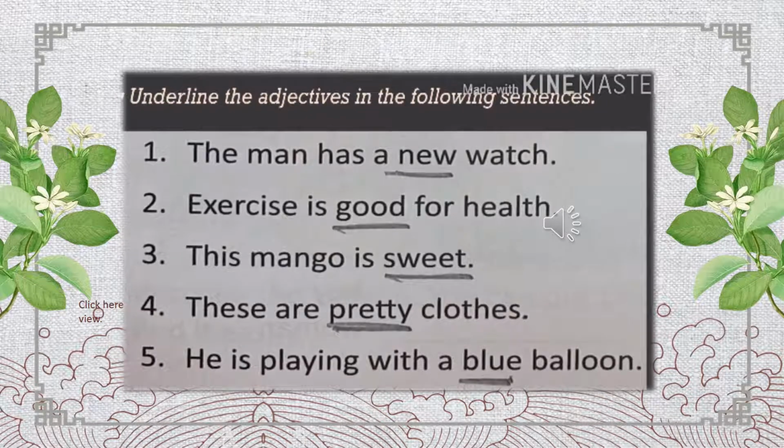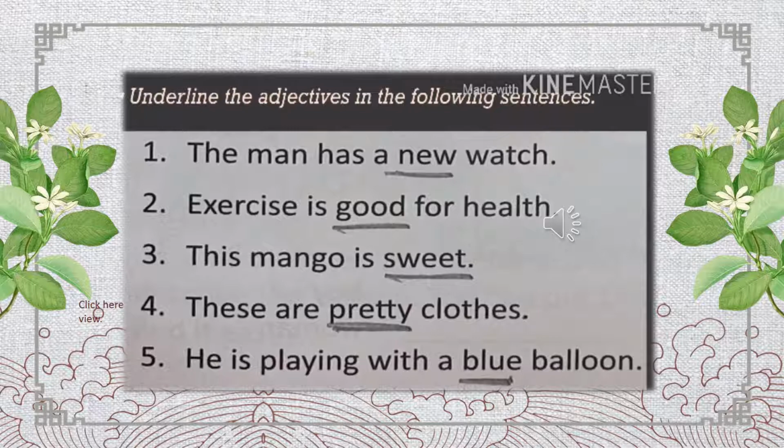This is our first exercise given in your book. Describe the adjectives in the following sentences. Sentences are given. We have to find out the adjective words and we have to underline them. So let's start. The first sentence is, the man has a new watch. What type of watch the man have? New. So here the word new gives us more information about watch, which is a noun.